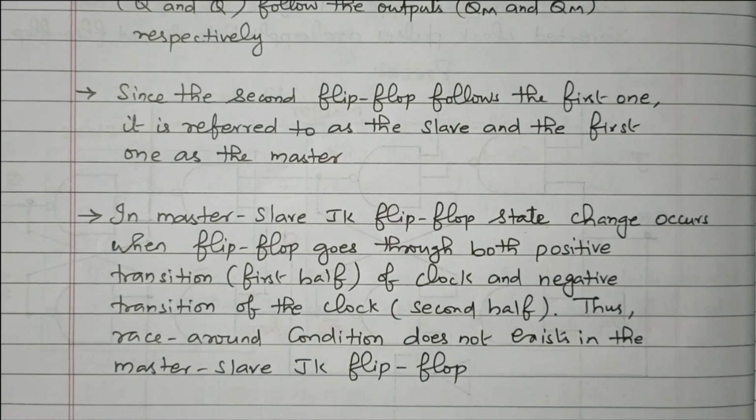Master and slave are two flip-flops connected in series. The master is the first flip-flop, which gets the positive edge clock pulse. The second flip-flop, the slave, gets the inverted clock pulse, the negative edge clock pulse. Then we discussed the truth table of the JK flip-flop, and how to avoid the race around condition.